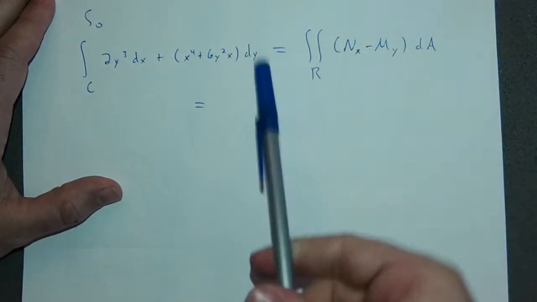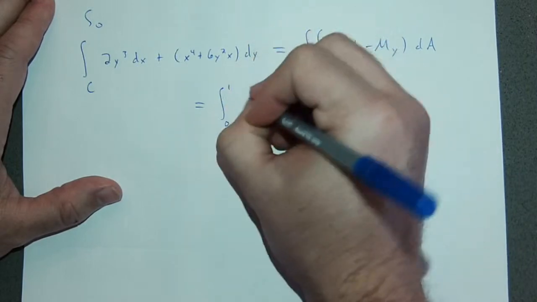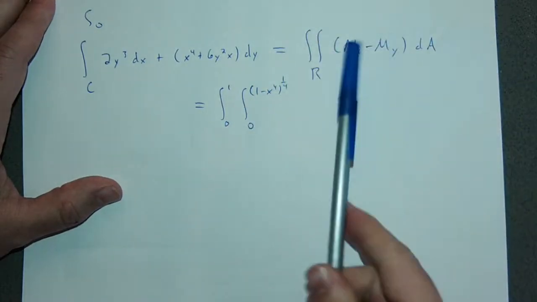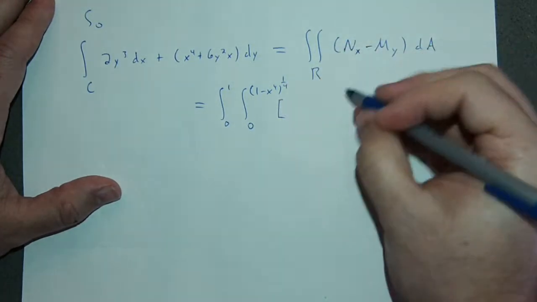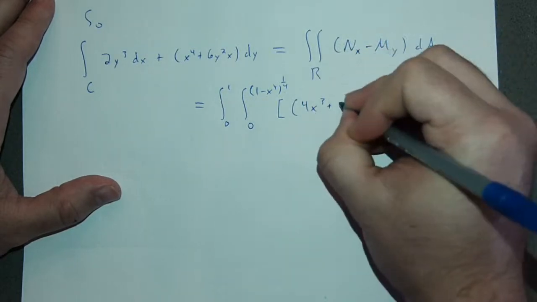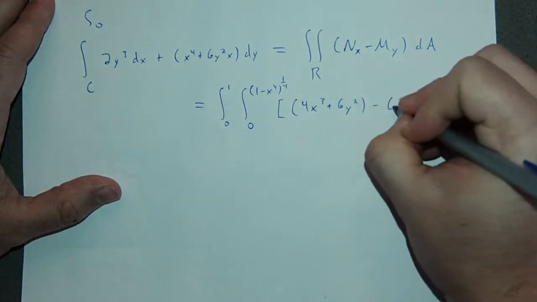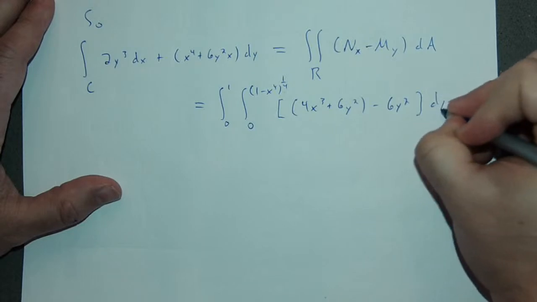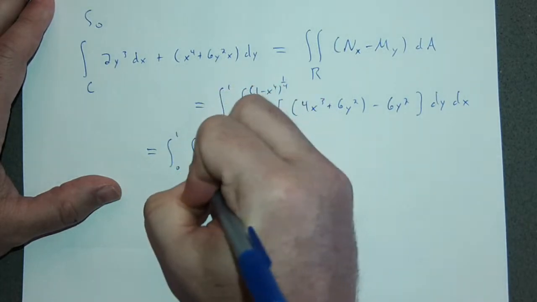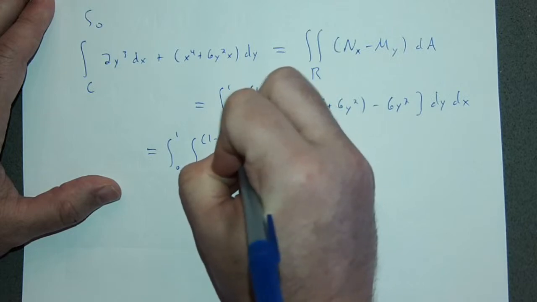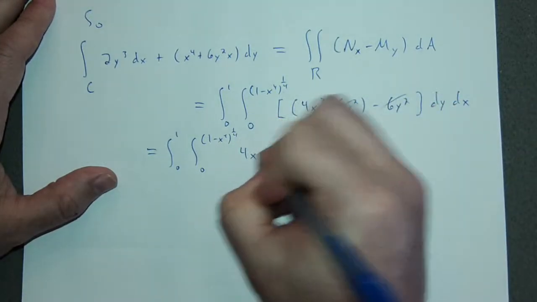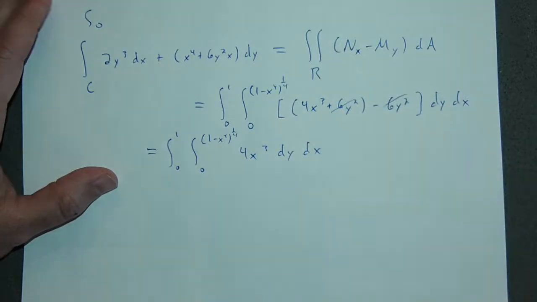So using this characterization of R as vertically simple, this is the integral from 0 to 1, the integral from 0 to the fourth root of 1 minus x to the fourth, of the x partial of N, which was 4x cubed plus 6y squared, minus 6y squared, dy dx. And so this is the integral from 0 to 1, the integral from 0 to the fourth root of 1 minus x to the fourth, of 4x cubed plus 6y squared minus 6y squared. The 6y squareds cancel, and so I'm left with 4x cubed dy dx. Okay.